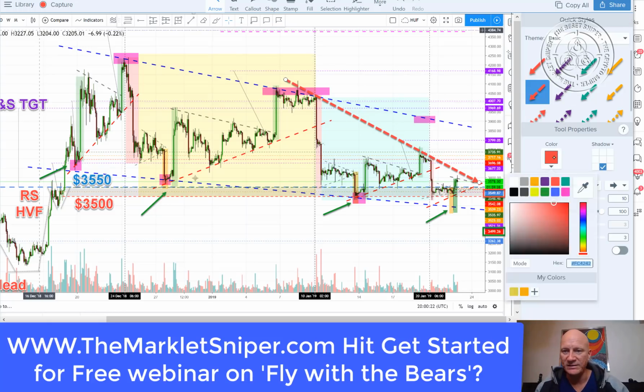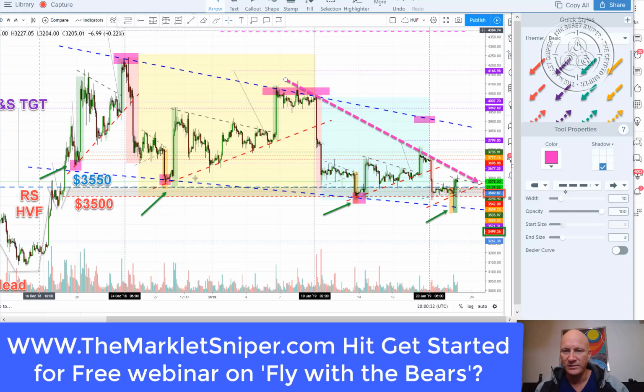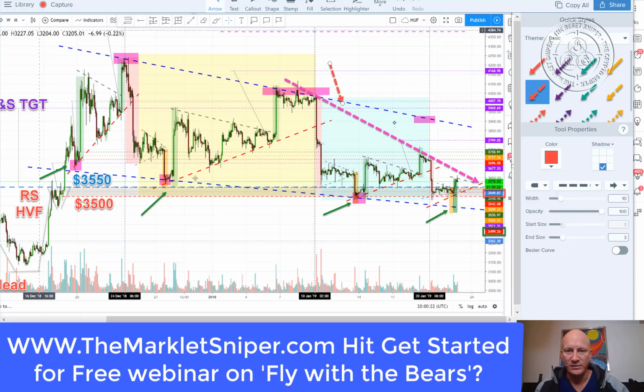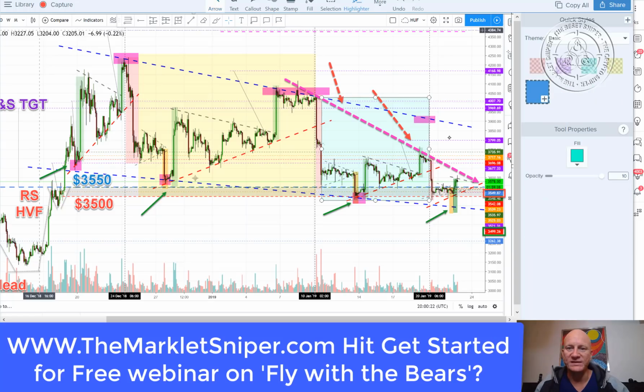Well, let's stay there. Stay in pink. New arrows, please. You've also got the push down here in red, across the top, that's seeing us come down and down.